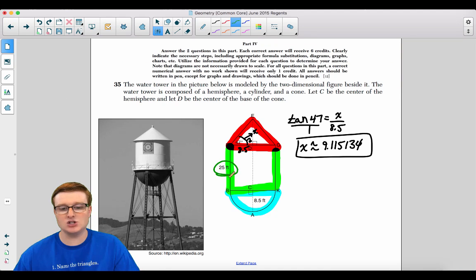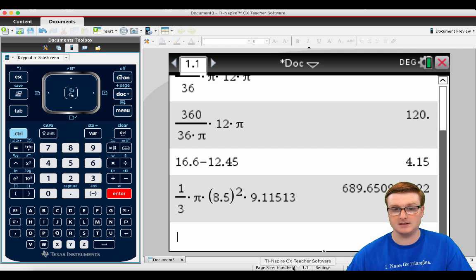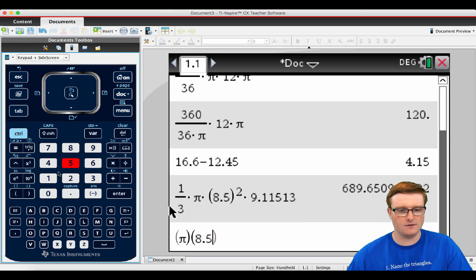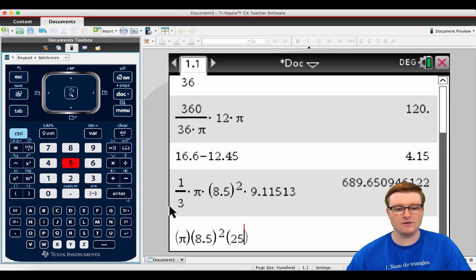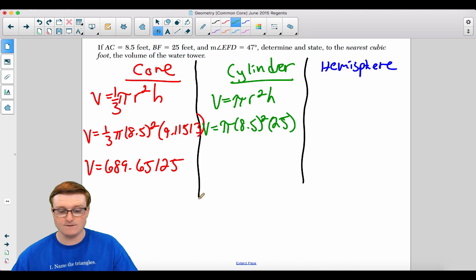Now, the volume of a cylinder is pi r squared times the height. Based on the diagram, the height is 25. Your radius is, again, 8.5. So volume is equal to pi times 8.5 squared times the height of 25. Let's plug that into our calculator. Pi times 8.5 squared times the height of 25. And that will give you 5,674.50173.